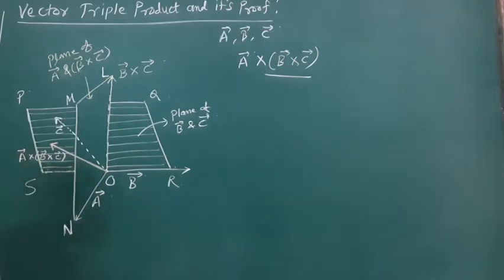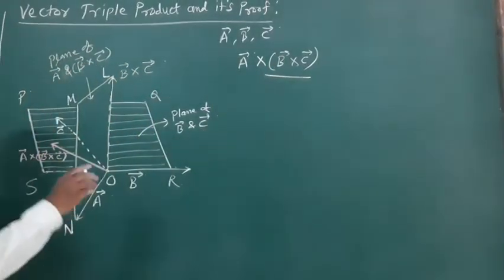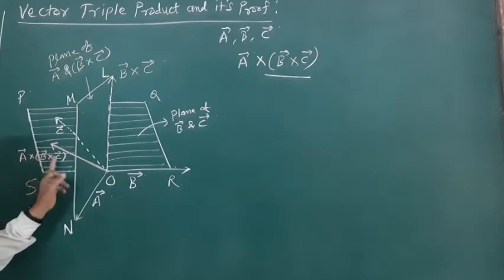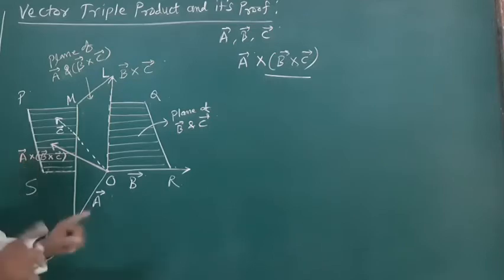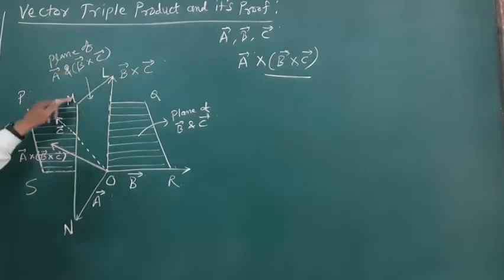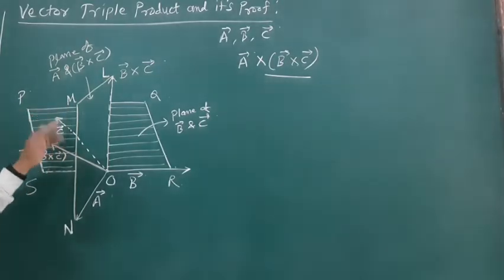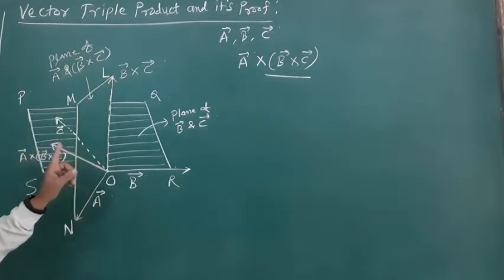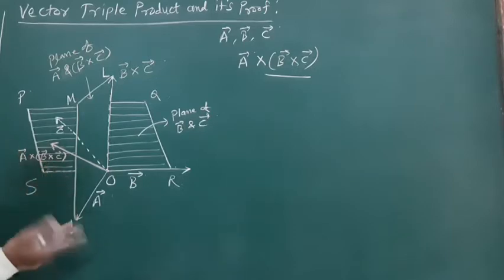Now when we take the cross product of B bar cross C bar with A bar, this vector A bar cross B bar cross C bar will be perpendicular to the plane of A bar and B bar cross C bar. So this plane LMNO represents the plane of A bar and B bar cross C bar, so that the vector A bar cross B bar cross C bar will be perpendicular to this plane LMNO.